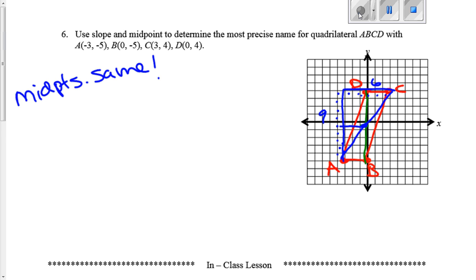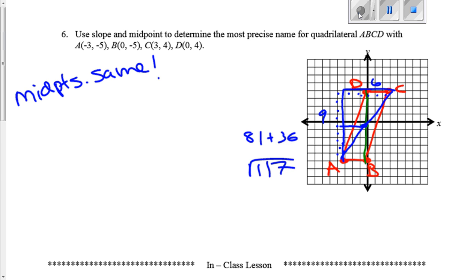A couple ways we can do it. We can find the length of the diagonals. That's one way. I noticed the one in green is 9. The other one is the square root of 81 plus 36. I got that by doing 9 squared plus 6 squared. And it's the square root of 117, which is not 9 because 9 squared is 81. So I see the diagonals are not congruent.